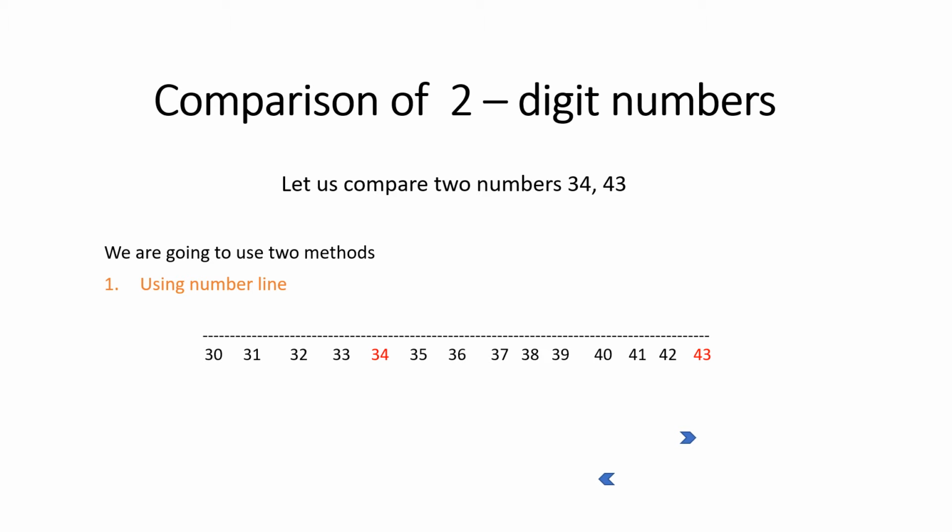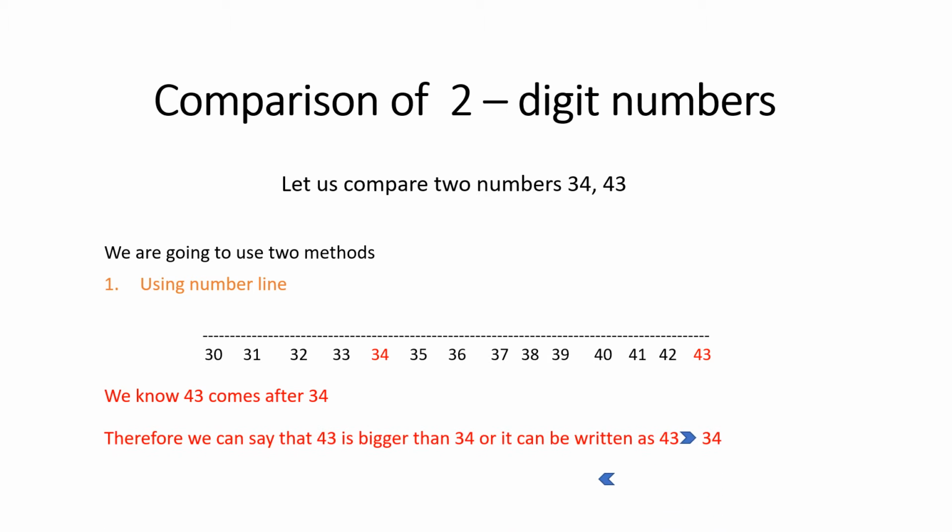So first we have to draw a number line, and since we have to find 34 and 43, we are going to start from 30 onwards, writing the number line 30, 31, 32, 33, 34, 35, 36, up to 43. And now we are going to note the numbers 34 and 43. So we know that when we look at the number line, 43 comes after 34. So any number that comes after another number is considered a bigger number.